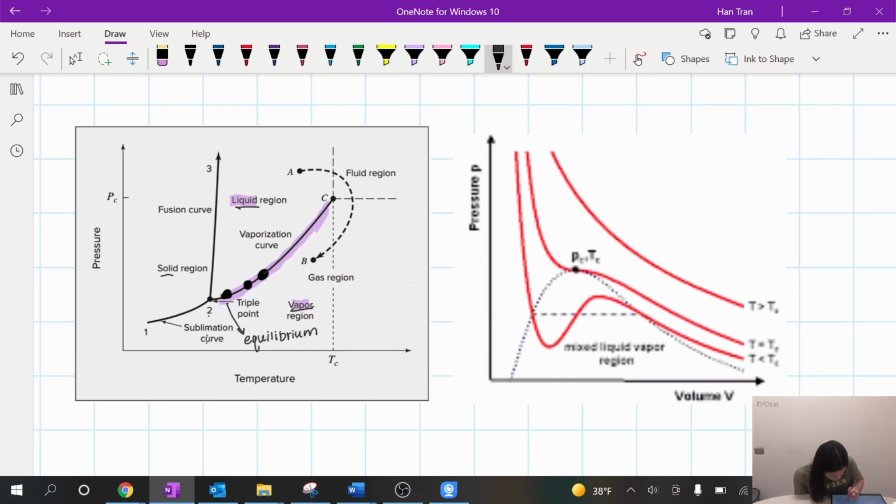Now, as we move up this curve, we see that temperature is increasing, and we see that it moves all the way up until right here, and at that point the line doesn't continue, but rather it stops and we enter this fluid region. The point at which the line stops is called the critical point.